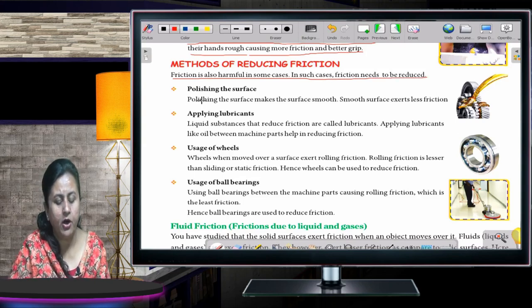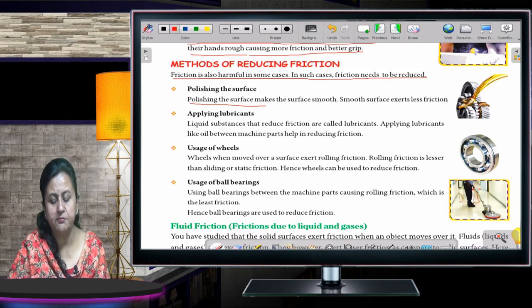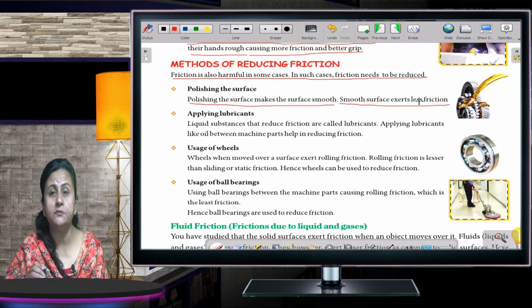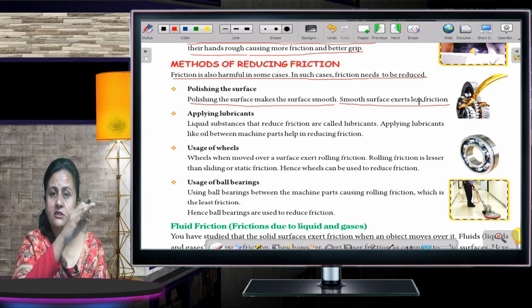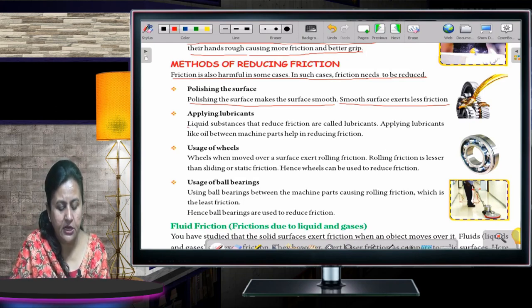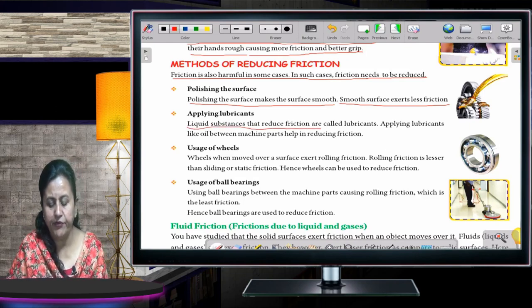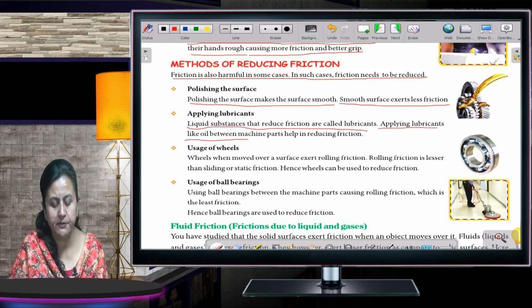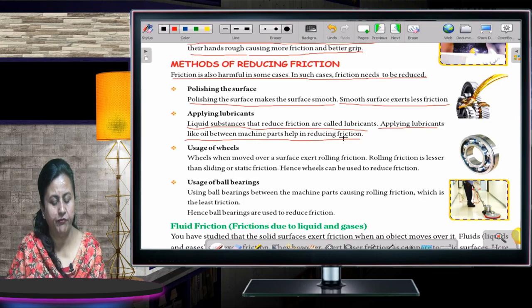First, polishing the surface. Polishing the surface makes the surface smooth. Smooth surfaces exert less friction. If the surface is smooth, less friction. If the surface is rough, more friction. Okay. Applying lubricants. Liquid substances that reduce friction are called lubricants. Applying lubricants like oil between machine parts helps in reducing friction.